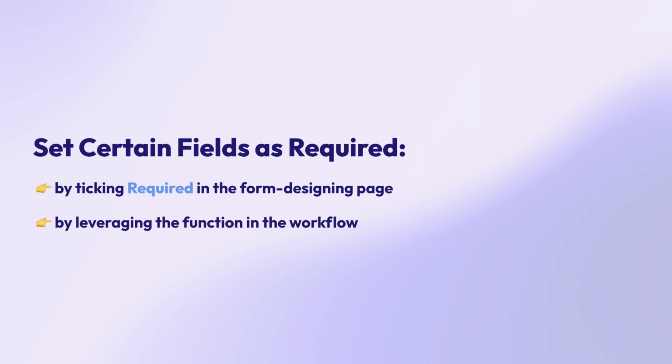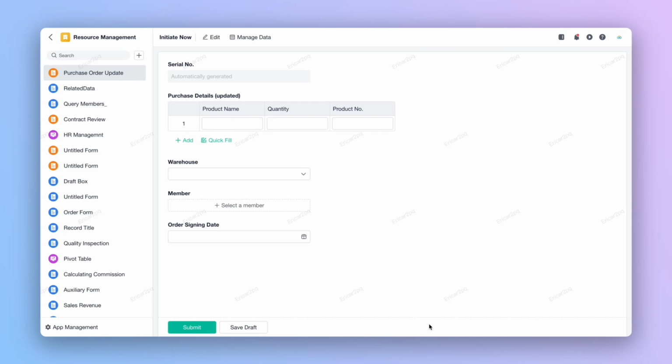In Jodoo, there are two methods for you to set certain fields as required: by ticking required in the form designing page, and by leveraging the function in the workflow. Let's take a look at each of them. To begin with, a workflow form is a prerequisite. Here we take the purchase order update as an example.